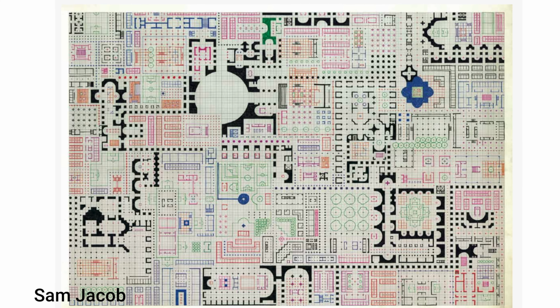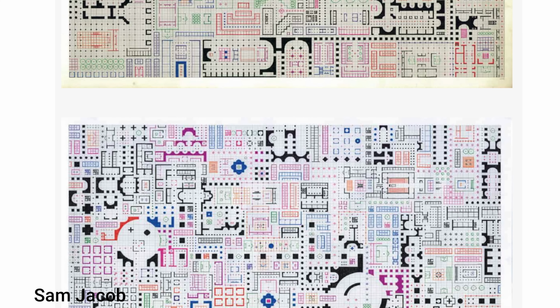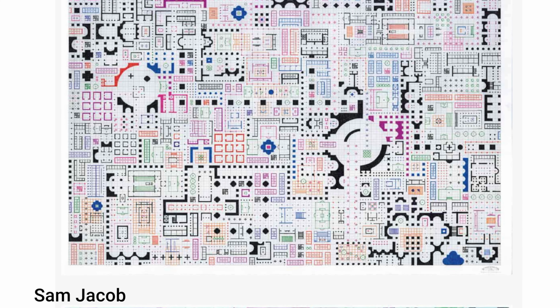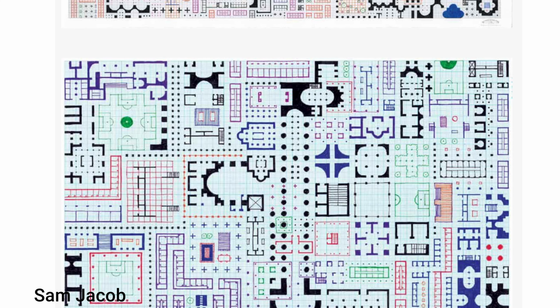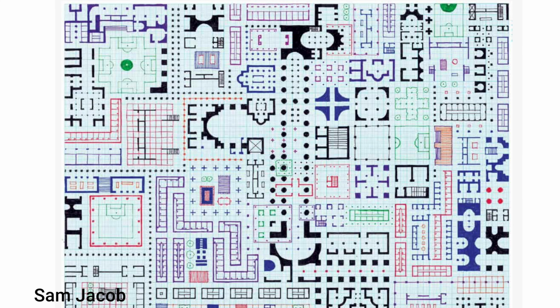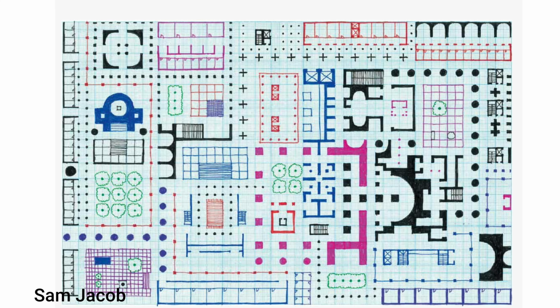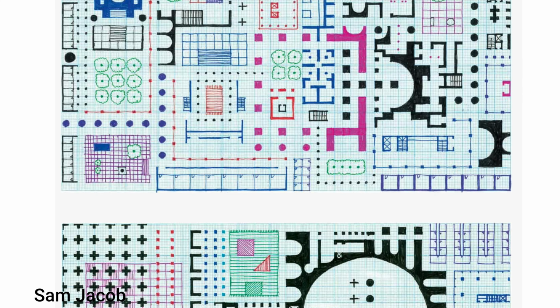The other person on this list is Sam Jacob, who does really bespoke and nicely detailed buildings. He has this one piece specifically, or a series of pieces, where he kind of lays out these plans, a purely graphical exercise that is very immersive and interesting to look at.